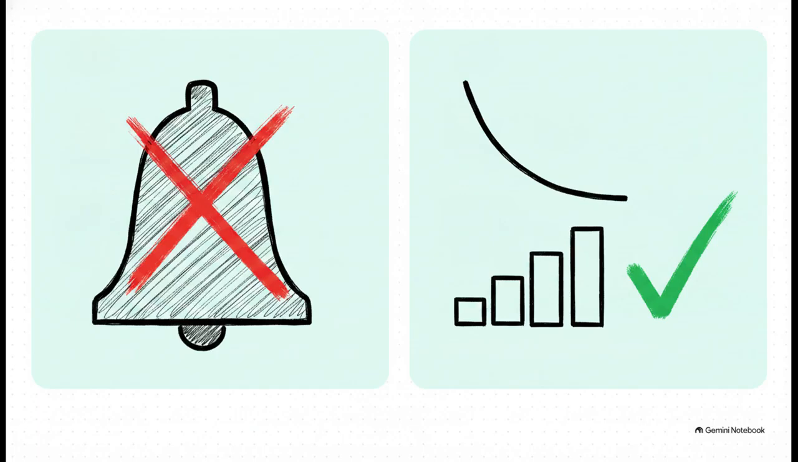ANOVA is great for testing the means of 3 or more independent groups, but it assumes your data follows a perfect bell curve. Let's be real, human survey data almost never does. The Kruskal-Wallis test is a non-parametric alternative. It evaluates the ranks and medians of groups, making it a much safer, more rigorous choice for finding out if, say, the engineering department is statistically less satisfied than the marketing department.